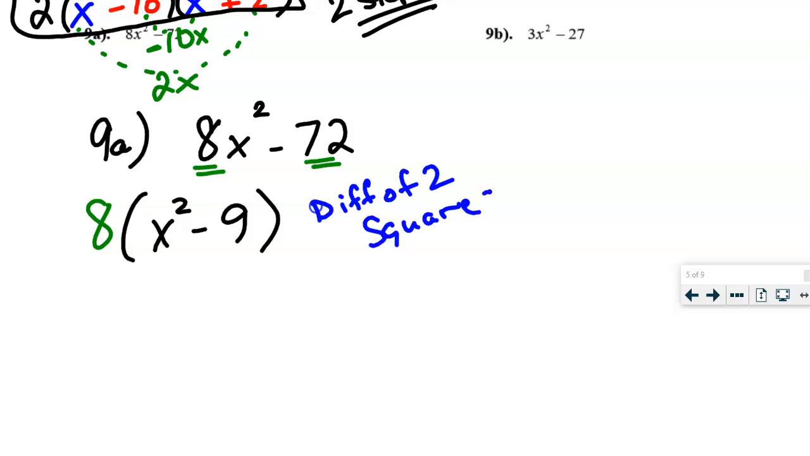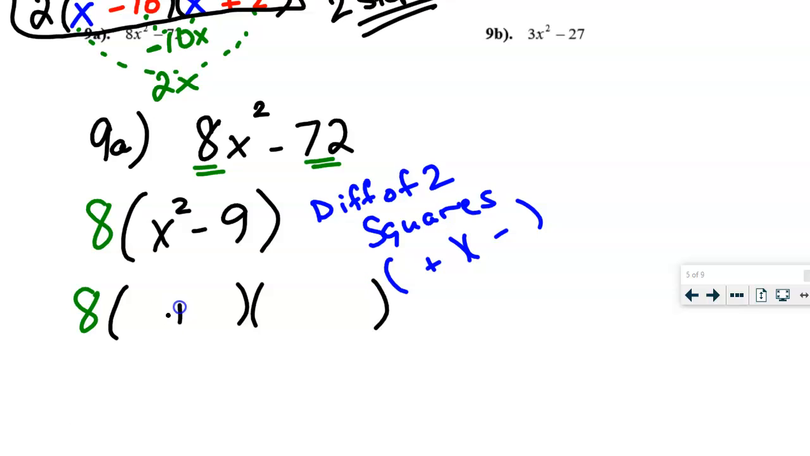And the way the pattern works, essentially, is you take the square root of each term, and then one's a plus and one's a minus for the factors. Sometimes we call these good twin, evil twin patterns, just whatever helps you remember it. So the 8 needs to stay in front, but if you want to think about, okay, I know the pattern is plus and minus, I can put those signs down.